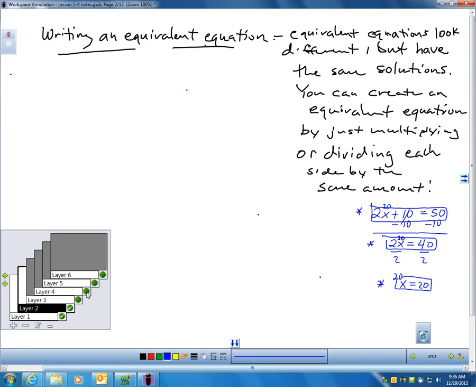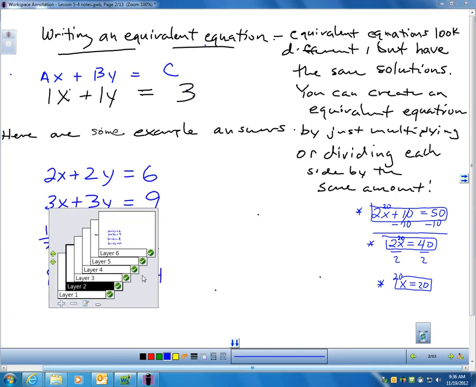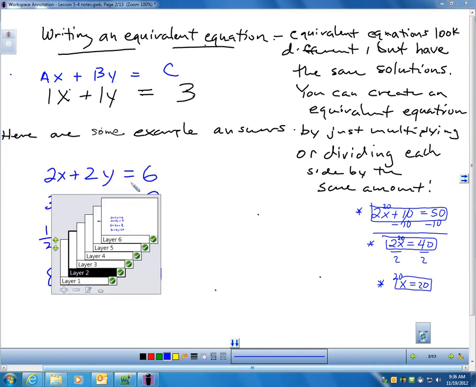Okay? So when I give you an equation like x plus y equals 3, and I want an equivalent equation, all I'd have to do is divide each side of the equation or multiply each side of the equation by the same amount, and I will create an equivalent equation. And remember, this is in standard form, I'm just showing you that. Here would be an example of an equivalent equation. Like, let's start with this one, 2x plus 2y equals 6. I doubled everything. Now let's think about this for a minute, okay?